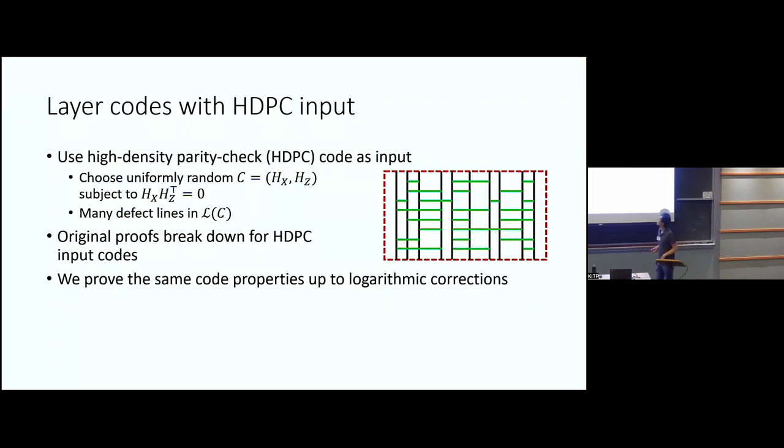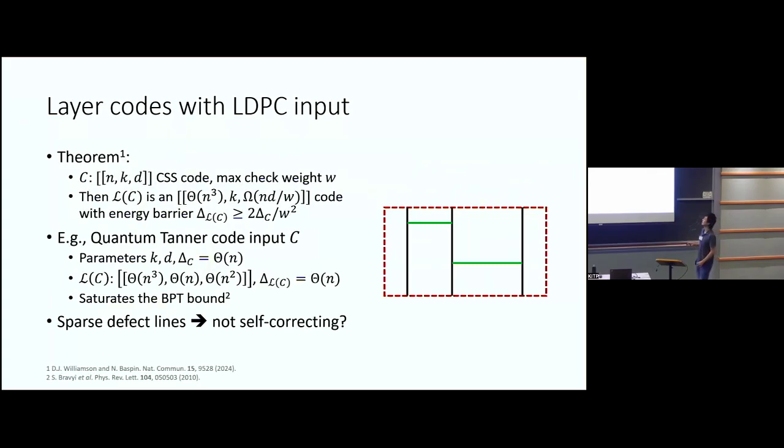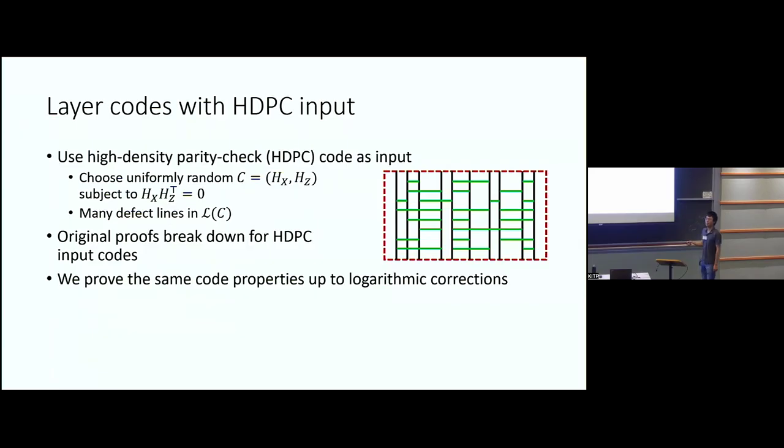However, one problem with working with these HDPC input codes is that a lot of the original proofs will basically break down, because all of these lower bounds that we have are divided by W, or the energy barrier is scaled divided by W squared. So if W is almost going to be N, then that is not giving very useful bounds.